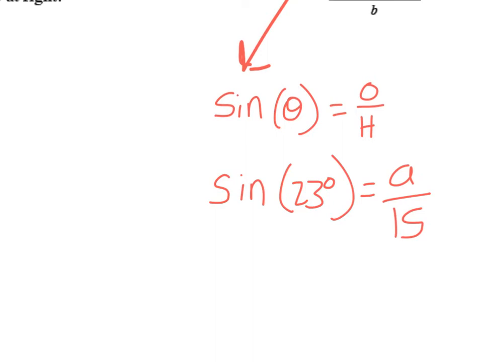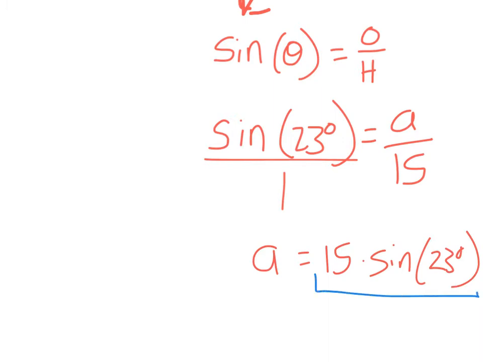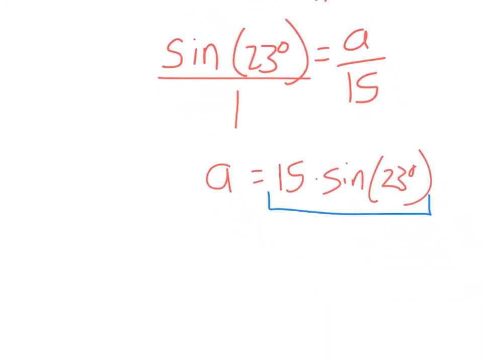So now, as we've done in previous problems, I'm going to set this over 1, and then I'm going to multiply across, and I'm going to get 1 times A, which is just A, and that's equal to 15 times the sine of 23 degrees. And remember, you can just type this one string into your calculator, 15 sine 23, and it should give you an answer. And when you type that into your calculator, you should get roughly 5.86 units for A.